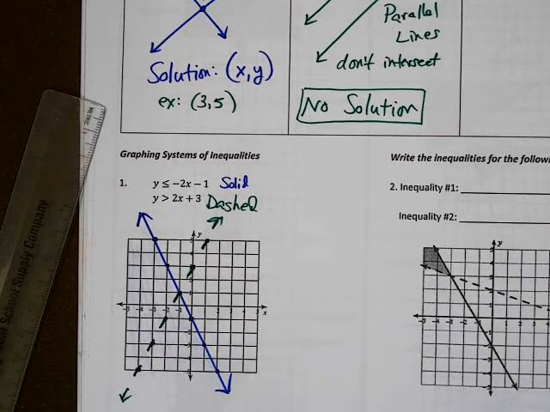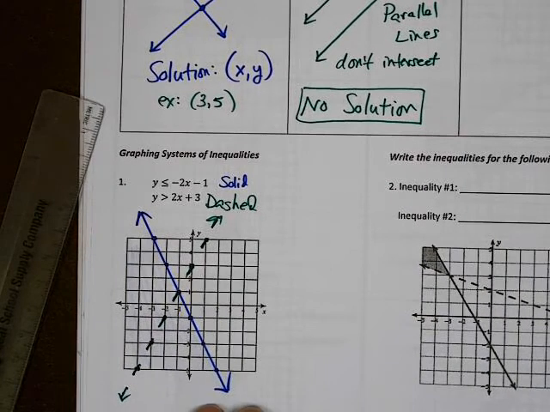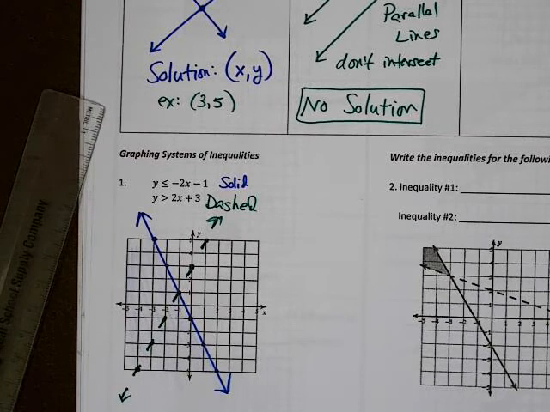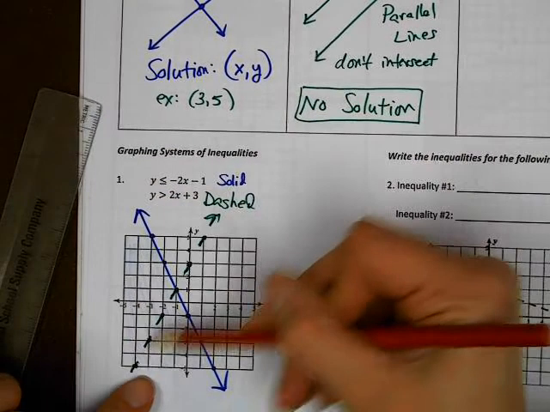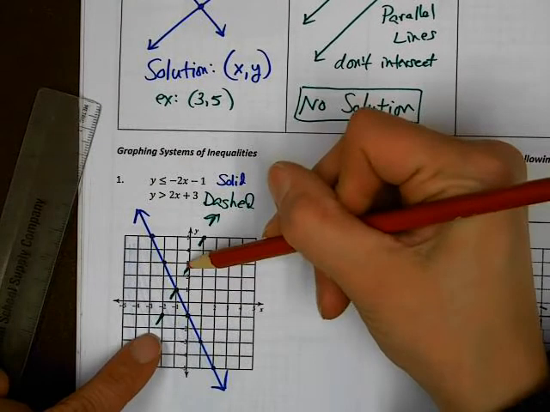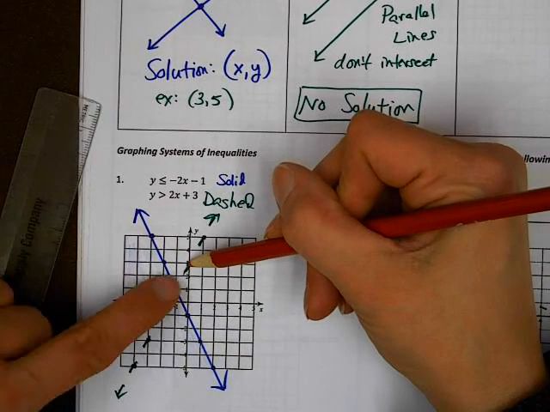Now we have to figure out the correct shaded region for this one. It says that we have to go greater. So if you look at the green line and you look at the y-intercept, which way is greater than this line?